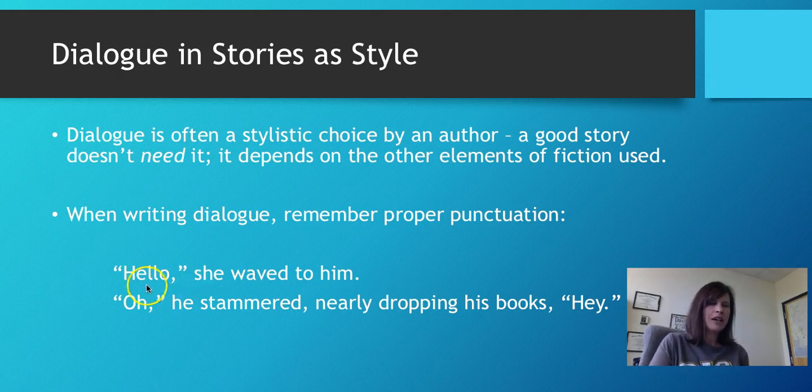So, for example, "Hello," she waved to him. "Oh," he stammered, nearly dropping his books. "Hey." I don't ever say it, but what emotion do you think this guy is feeling?